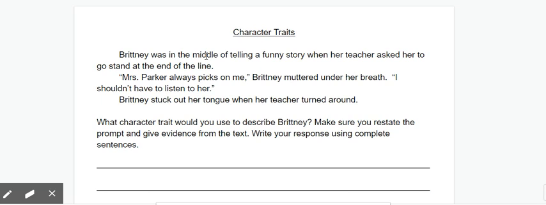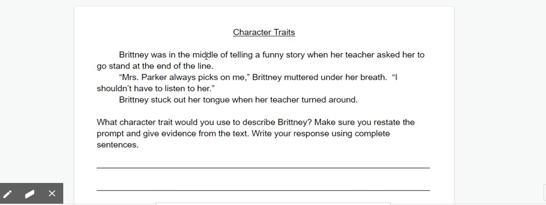Okay. So you're going to say, what character trait would you use to describe Brittany? Make sure you restate the prompt and give evidence from the text. And make sure you write your response using complete sentences. So I want you to get in the habit of writing 2 different sentences. One sentence just telling me the character trait, and then the next sentence giving me evidence.